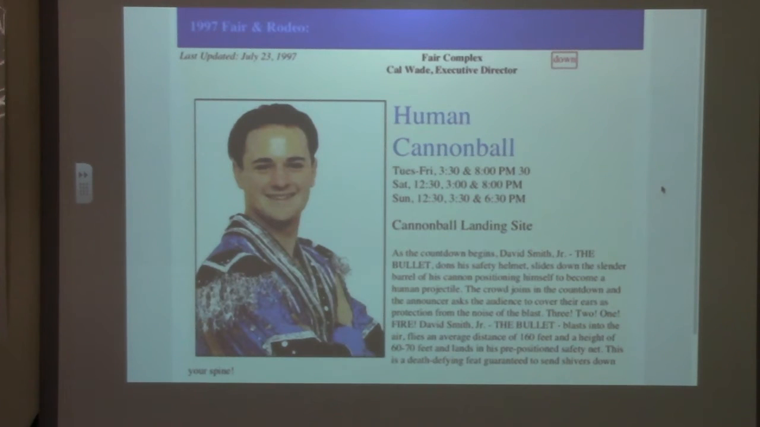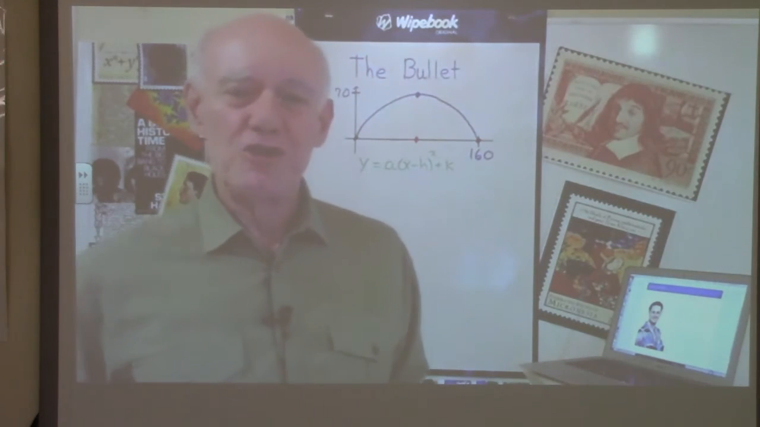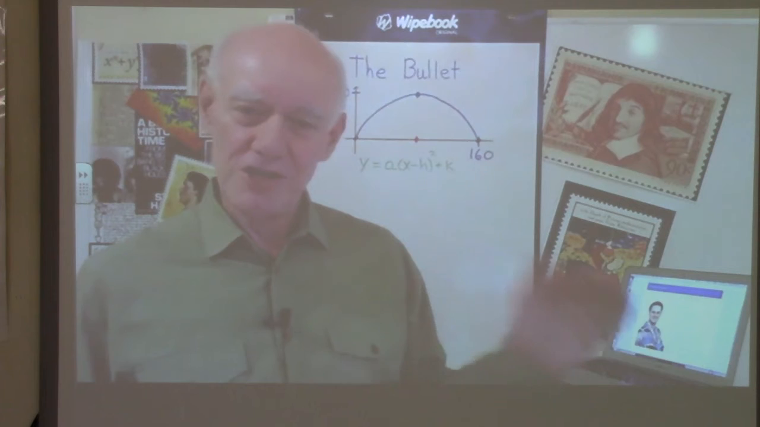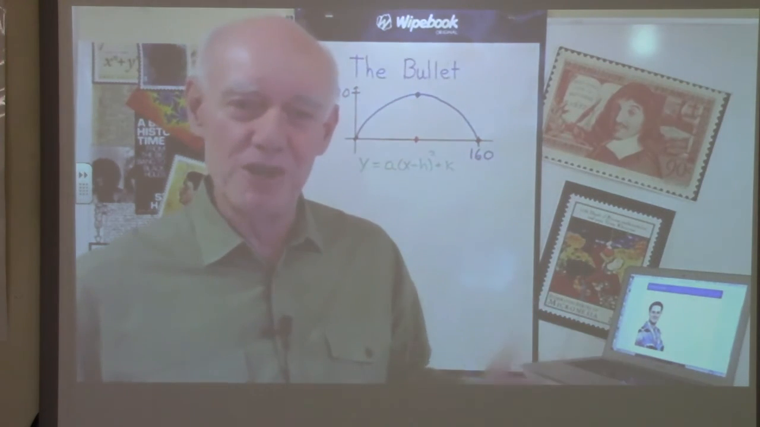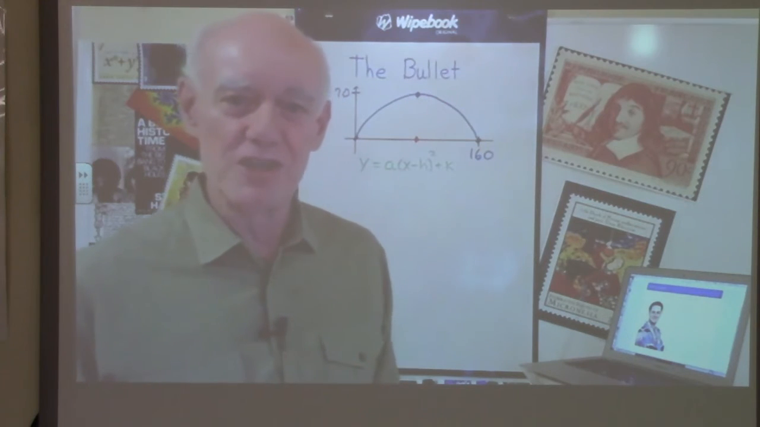I found this ad online, and it's an ad for David Smith Jr., the human cannonball, and he calls himself the Bullet, and he's going to be shot out of a cannon at a county fair. And look down here. It says he blasts into the air, flies an average distance of 160 feet, and a height of 60 to 70 feet, and lands in his pre-positioned safety net. So just with those two numbers, the 160 feet that he flies and the 70 feet he goes in the air, we can find the equation for his path just using algebra.